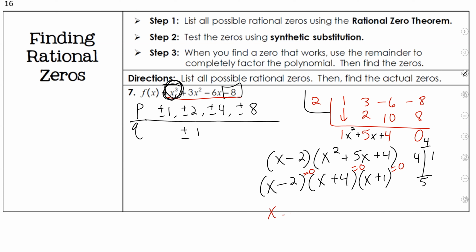So what are the zeros? -4, -1, and 2. Perfect. And guys, that was -4, -1, and 2. That is from the list of my possible zeros. Okay, so that is how you do these. List all your possible zeros and test them using synthetic division. All right.